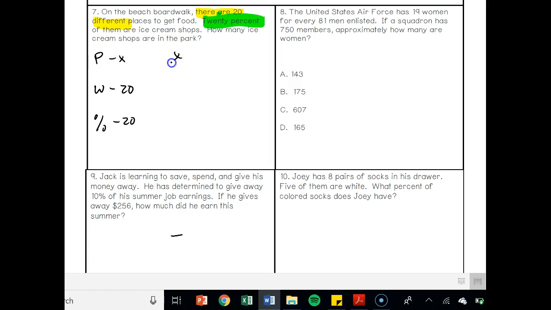So x over 20 is equal to 20 over 100 because it was 20%, right? So we get 100x is equal to 400. Finish it off simply by dividing by 100 on both sides. So x is equal to 4 ice cream shops.